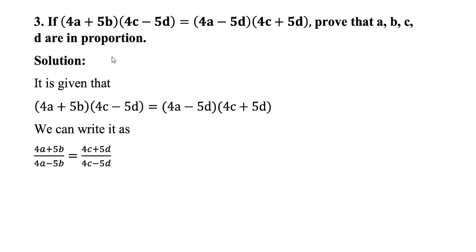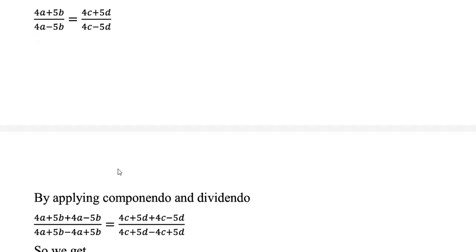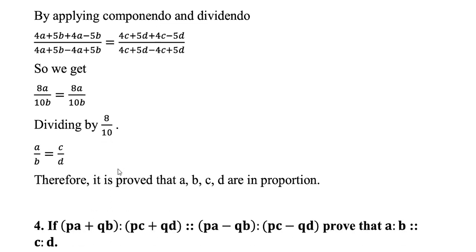So how to solve this? First, let's write the equation as it is given over there. After that we can write (4a + 5b)/(4a - 5b) = (4c + 5d)/(4c - 5d). After that, applying the same process, componendo and dividendo, and then dividing by 8 by 10, you will get a/b = c/d. So we can say that a, b, c and d are in proportion.